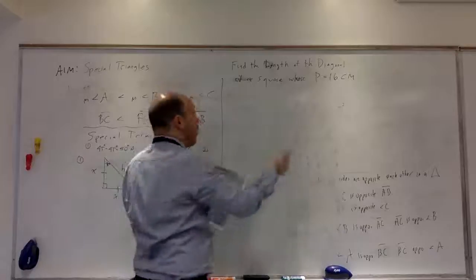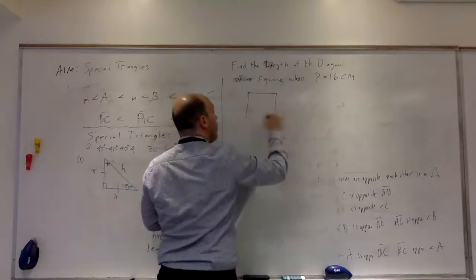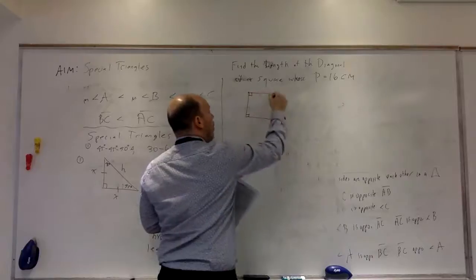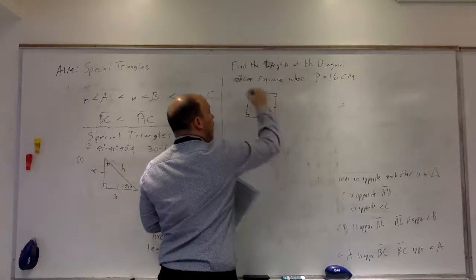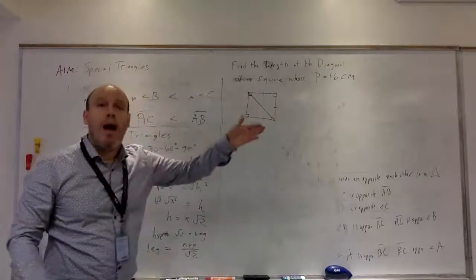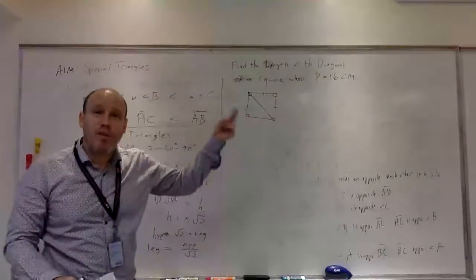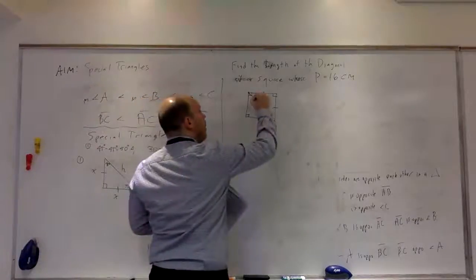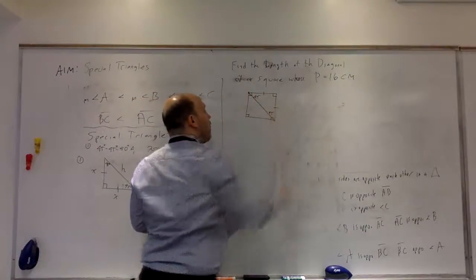Okay, so you draw a diagram. It's a square. You know that all the angles are congruent. You know that all the sides are congruent. I'm going to draw a diagonal in here. You say, I have a right triangle. Two of the sides are congruent. That means it's a 45, 45, 90 triangle.